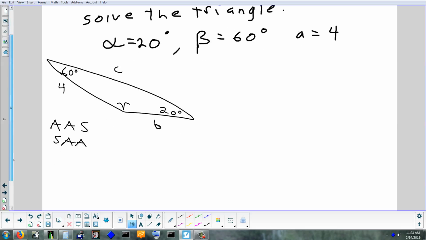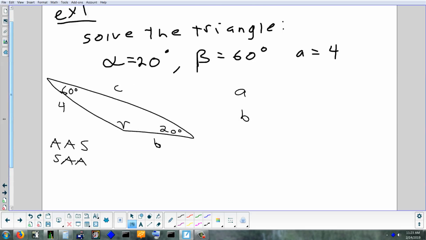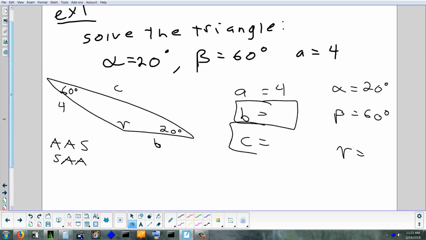Okay, so let's make a table. And in the table, we're going to fill in everything we know, and then I'll put boxes around what we need to find. So A we knew, beta we know, and alpha we know. So you need this, this, and this.